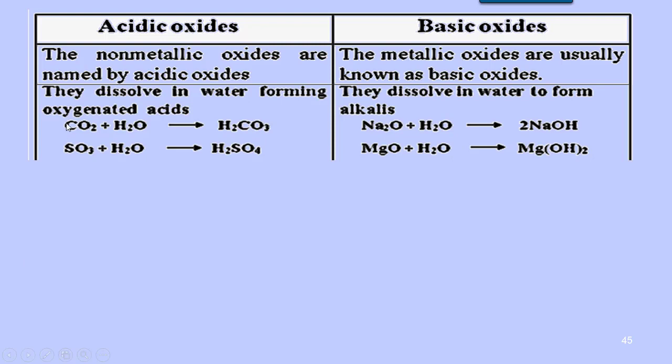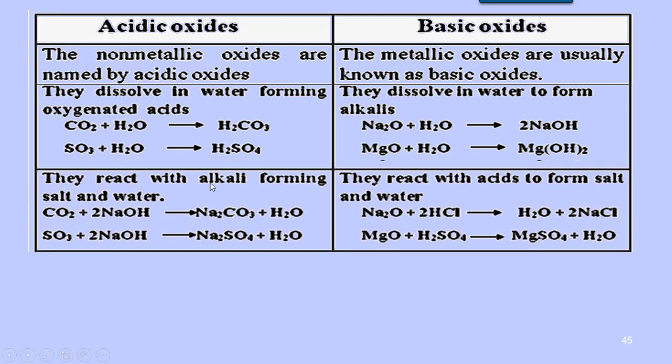For example, we have here non-metal oxide, carbon dioxide, which dissolves in water, giving carbonic acid. Sulfur trioxide dissolves in water, giving sulfuric acid. On the other hand, basic oxides or metal oxides, just like sodium oxide or magnesium oxide, dissolve in water, giving alkaline solutions.